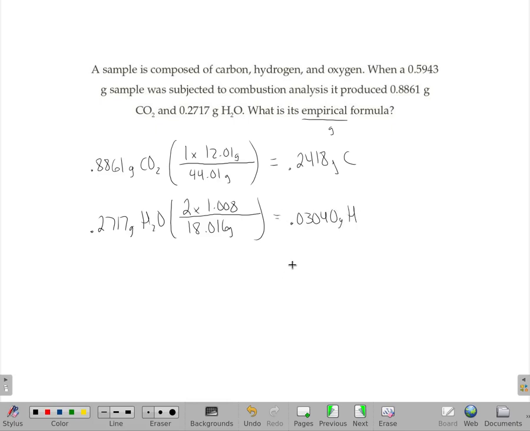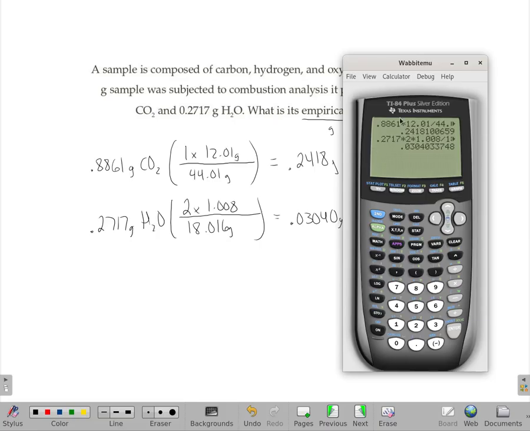Okay, now that's 2 of my starting things, but to get the empirical formula, I also need to have, in this case, the mass of oxygen, the other species. That I'm going to get by subtraction. I know how much the original sample weighs. I know that 0.24 grams of it is carbon and 0.03 grams of it is hydrogen, so everything else must be oxygen.